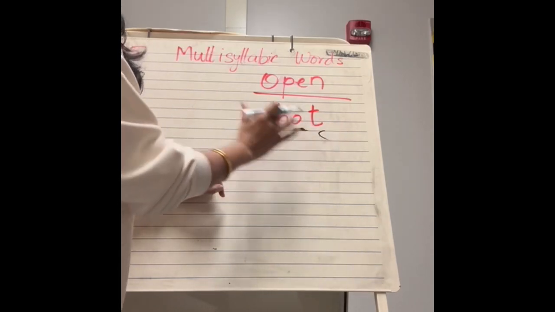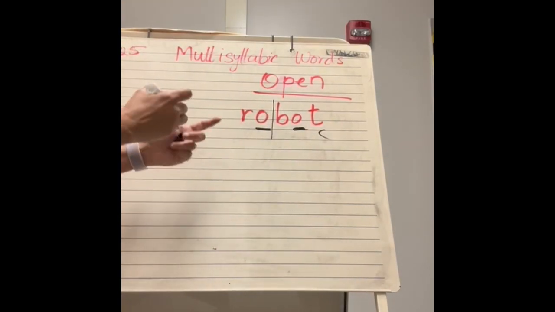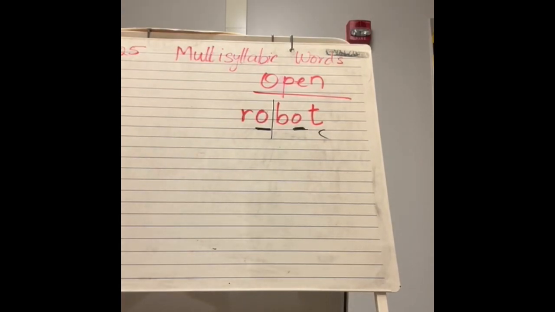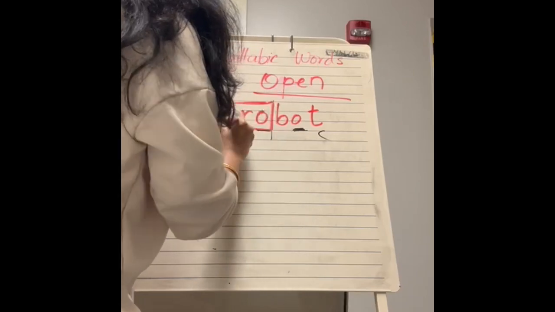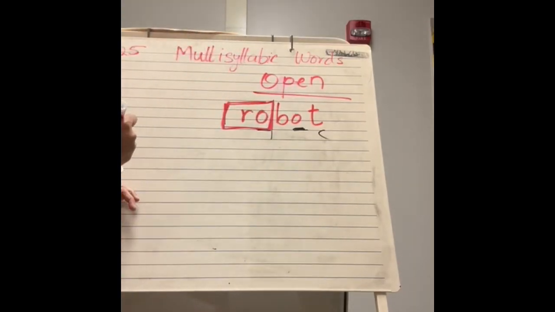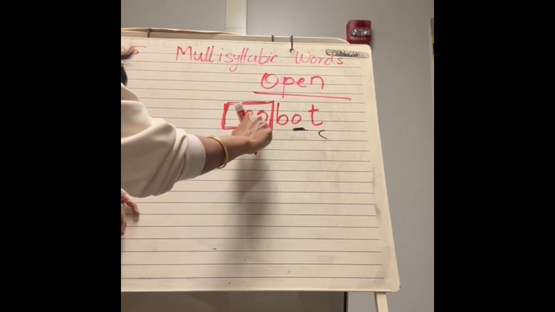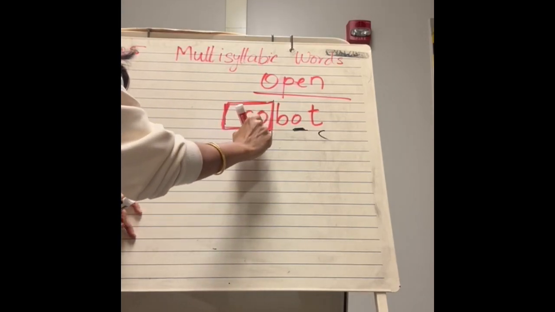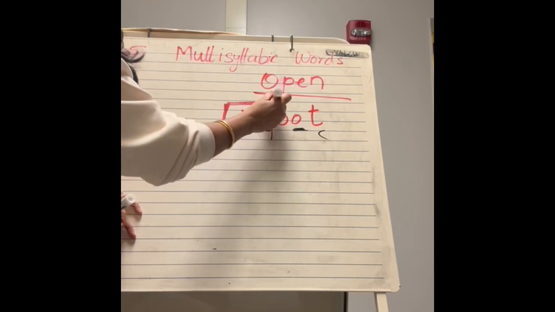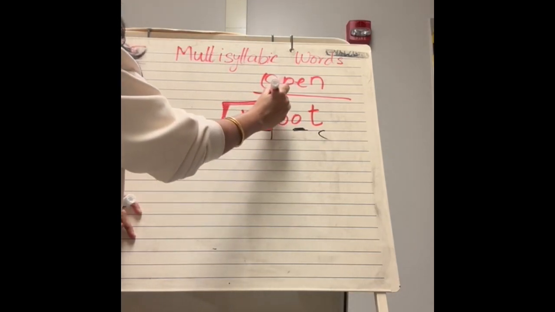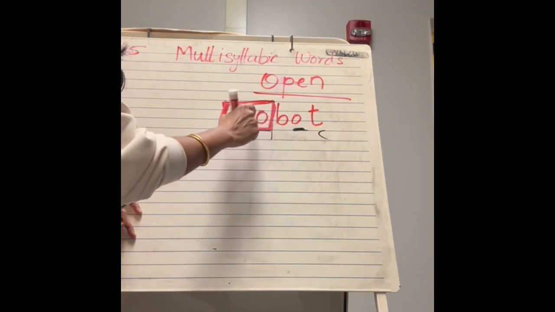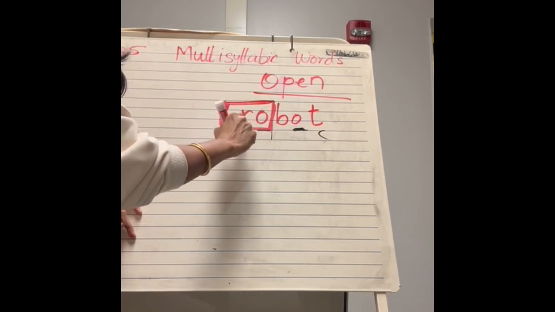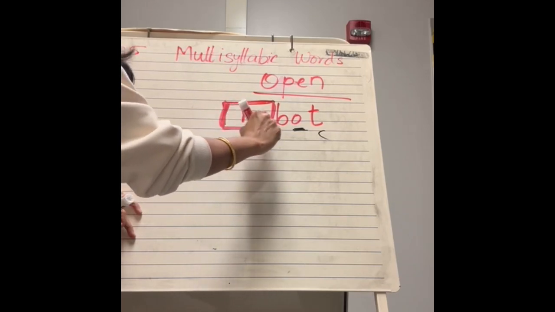Okay, this is robot. Let me explain it to you clearly. The one here, which is in the red box, you see that red box? The syllable in the red box ends with a vowel. When it ends with a vowel, then it is an open syllable and the vowel says its name. R, O, ro.